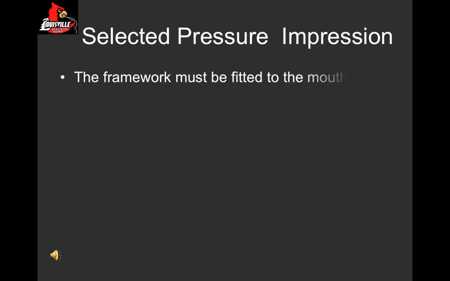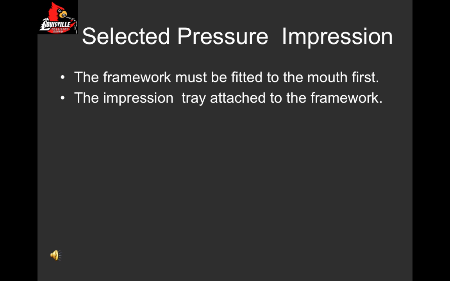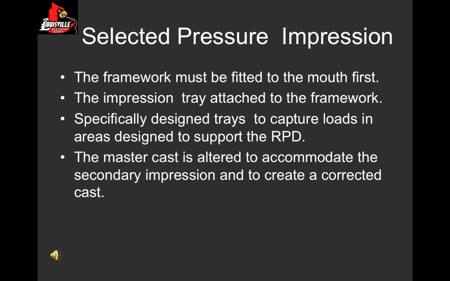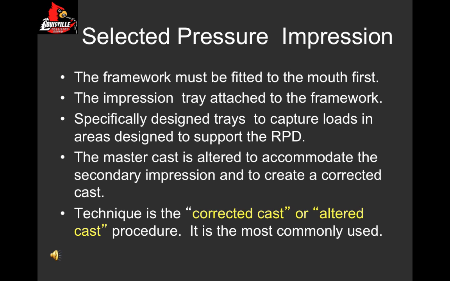The selected pressure technique is the one that we use here at the school. The framework first must be fitted to the mouth, and then the impression tray is attached to the extension bases on the framework. There are specifically designed trays that will capture loads in areas designed to support the RPD, namely the buccal shelf area. The master cast is then altered to accommodate this second impression and to create a corrected cast. The technique is sometimes called the corrected cast or altered cast procedure. It's the one most commonly used around the country.